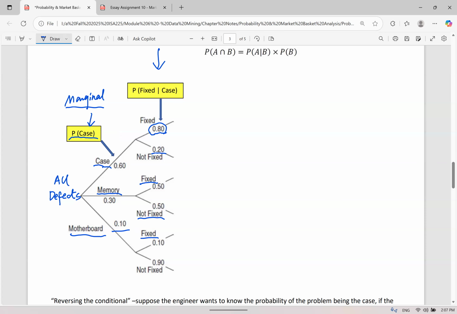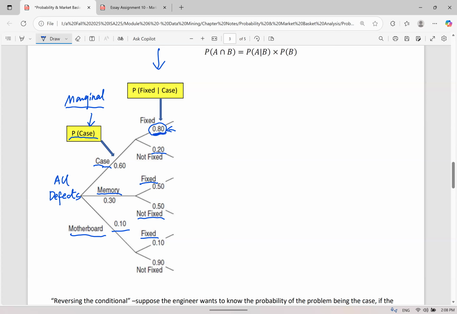Is this joint? That means it is a case alignment problem and get fixed. Or let's compare the two options. What if I say, if it is a case alignment problem, then 80% of them can be fixed. Or we say 80% of them are case alignment problem and get fixed. Which one do you think is this 0.80?